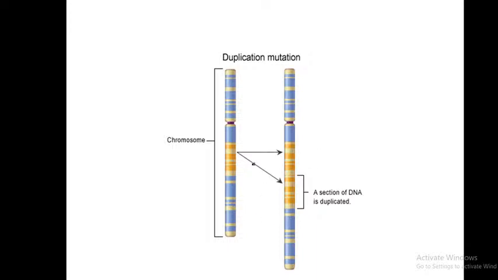This is merely the basics of what is happening. In detail, we'll explain in the next sessions. Then duplication. Duplication is the addition of a chromosomal segment. Here you can see this is one chromosomal segment, shown in yellow color, and this is the length of the chromosome.